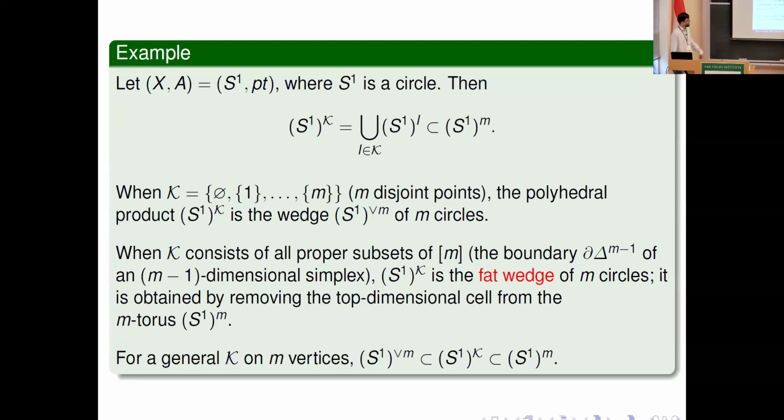For general K on m vertices, we have this subset: (S^1)^K lies between the fat wedge of m circles and the m-torus.